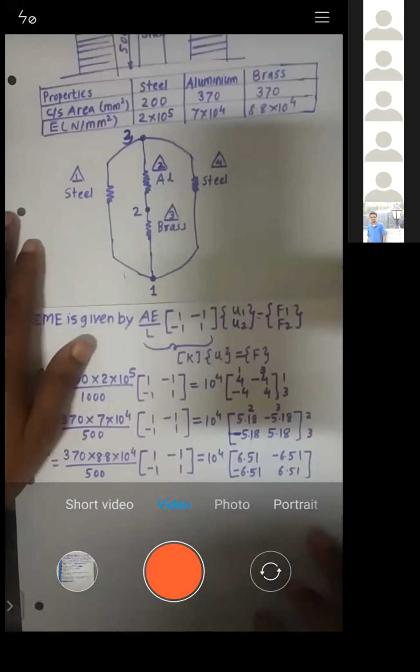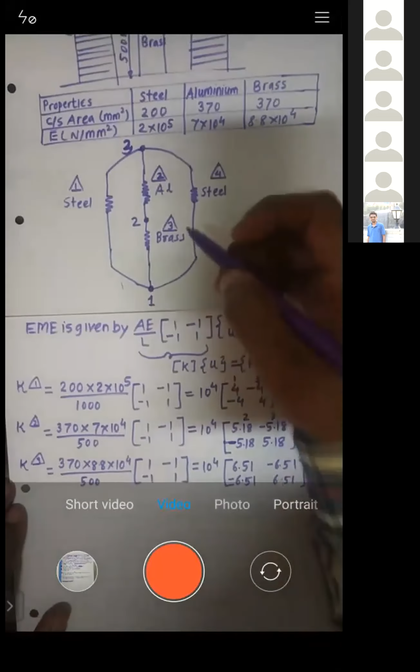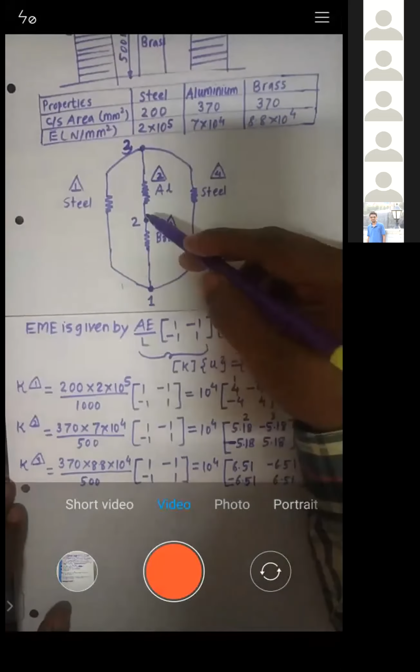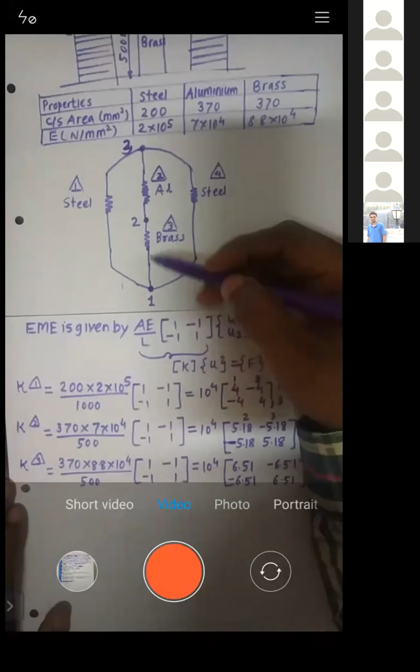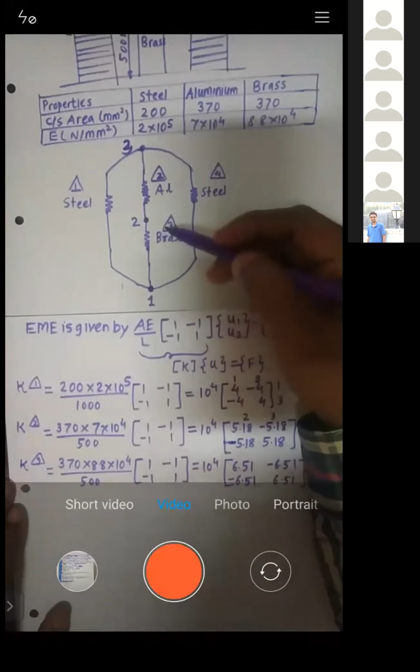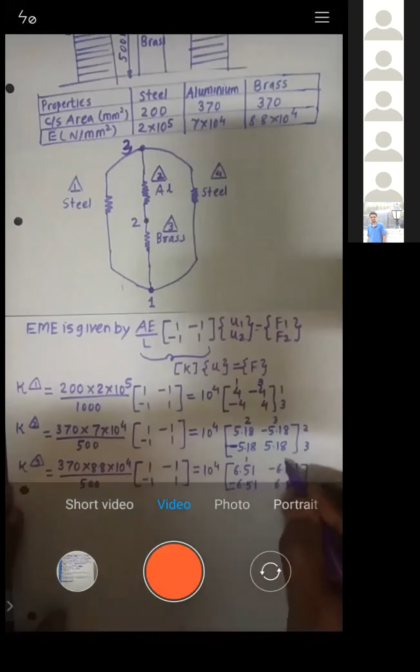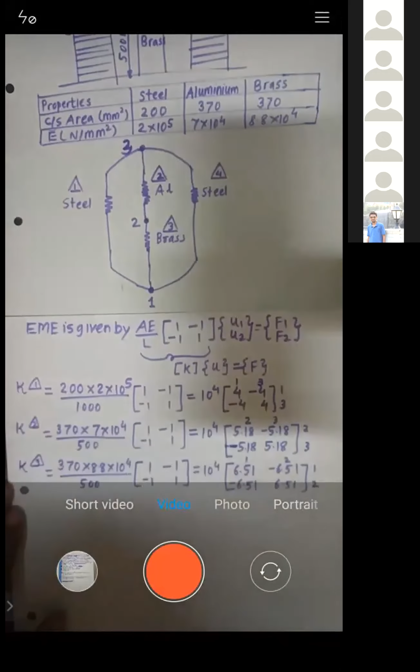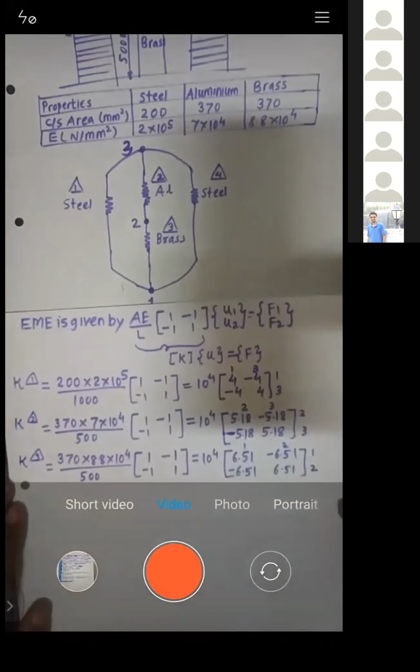Yes, sir. Okay. Now see, element number 3 is between 1 and 2. I am moving from bottom towards up, so this is 1, 2. Is it okay?